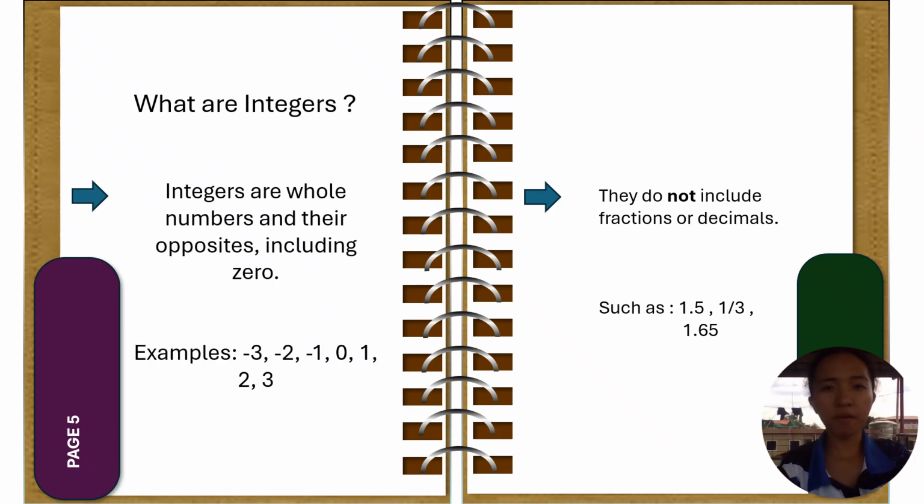Now the question remains, what are integers? So integers are whole numbers and their opposites, including 0. Examples of integers are -3, -2, -1, 0, 1, 2, and 3. It is important to remember that integers do not include fractions or decimals, such as 1/2, 1.5, or 1.65. So only whole numbers and their opposites are considered integers.